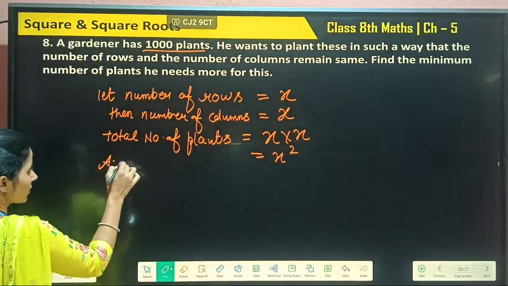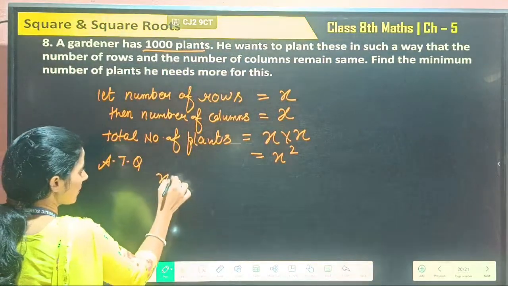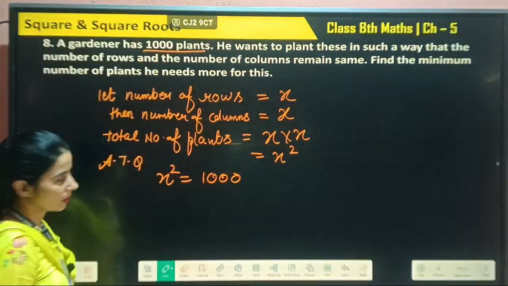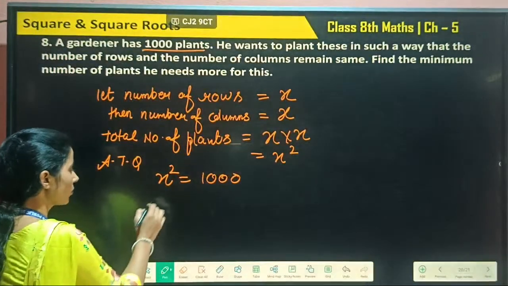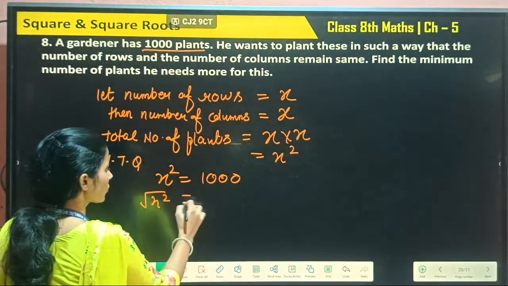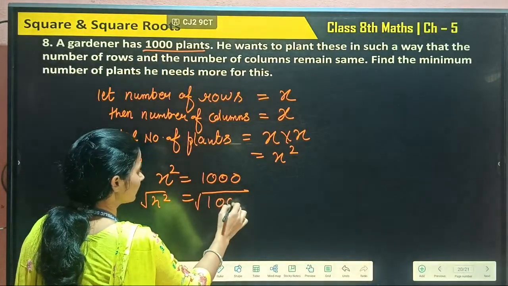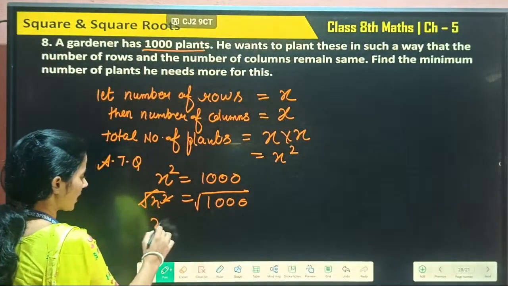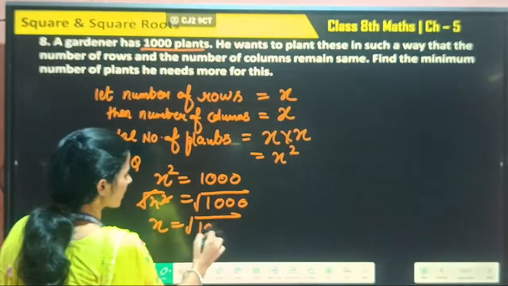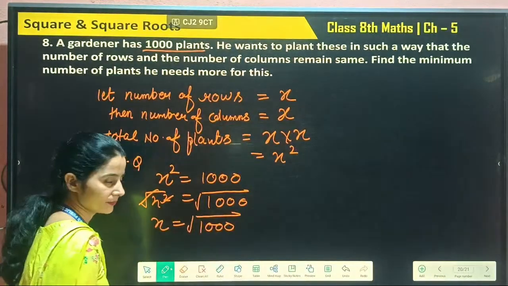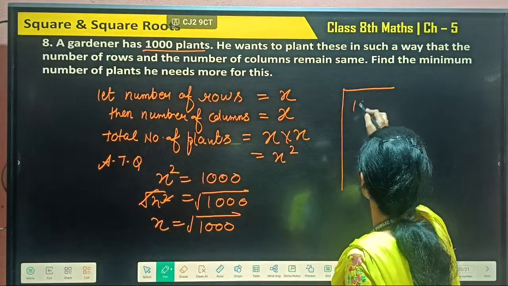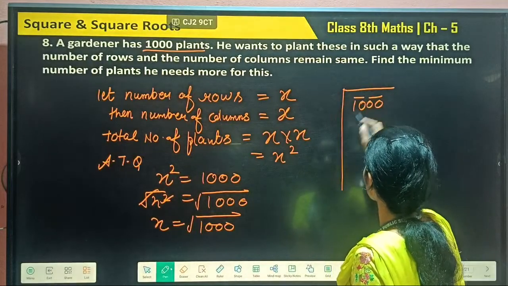But according to this question, the total plants are 1000. Applying square root on both sides, the square and square root will cancel. Now we need to find the square root of 1000. Let us find the square root of 1000 by the division method.